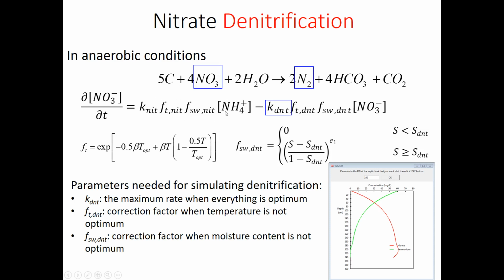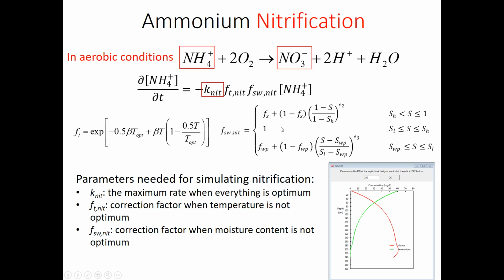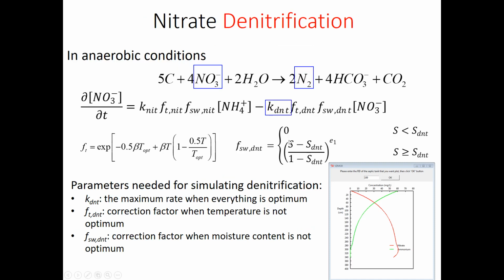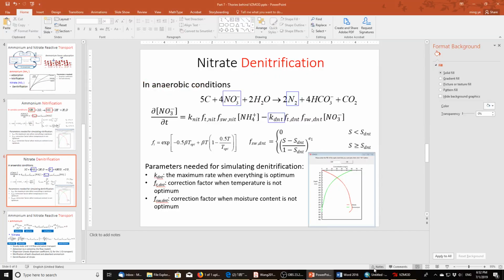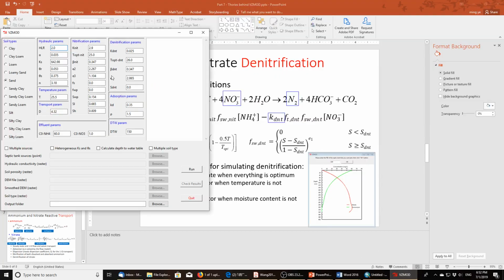And this is nitrification of ammonium, and this is denitrification of nitrate, right? And again, it has this maximum rate, and it's a function of time. And you have a correction factor for temperature, which is the same as we used before. And also you have a correction factor for soil water content, and this one is simpler than what you saw here for nitrification, right? And so this is related to the parameters we have for VZMOD.